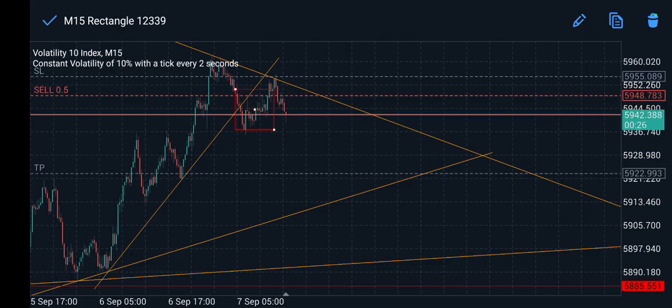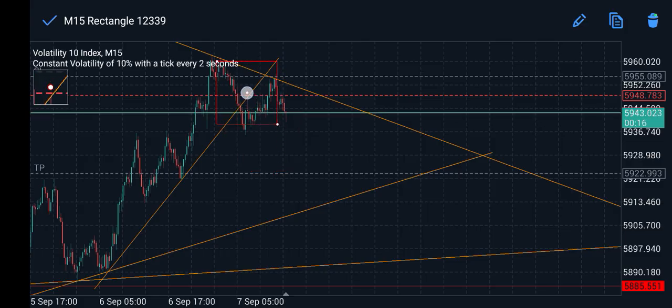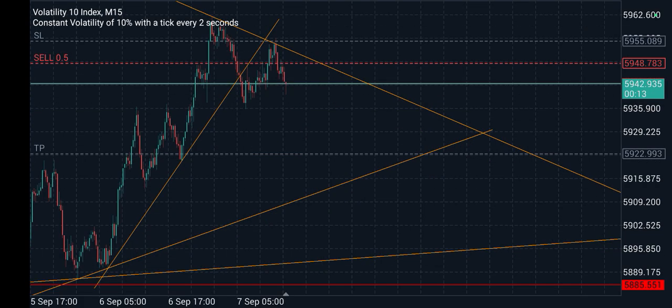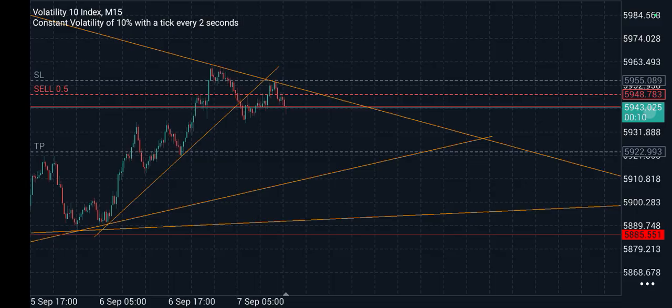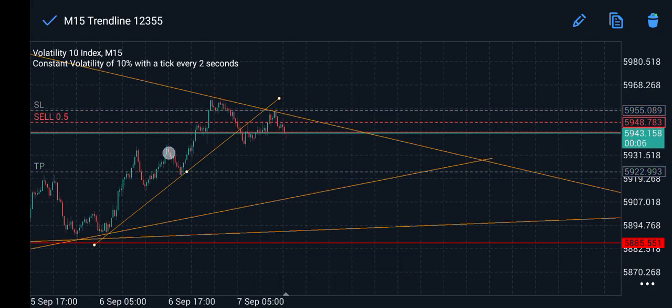Okay, this small space. I don't know what's wrong with this thing. So this one has happened here. This breakout and coming back to test it here has happened. So what I'm going to do now is, I'm on the 15 minutes and I got this action trend line, this one. I got it on the 15 minutes.